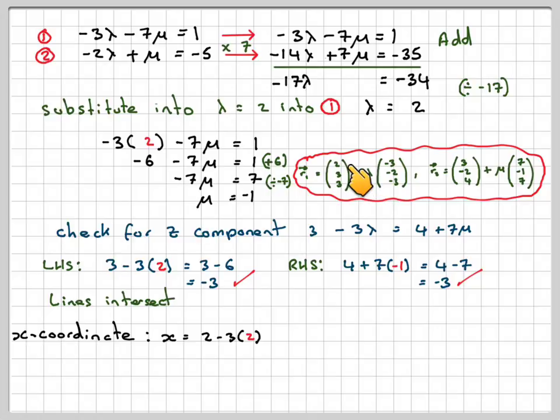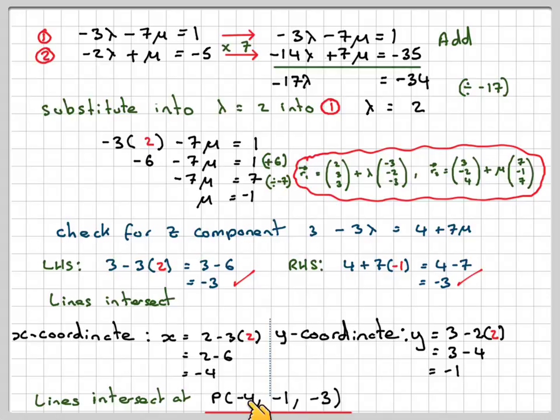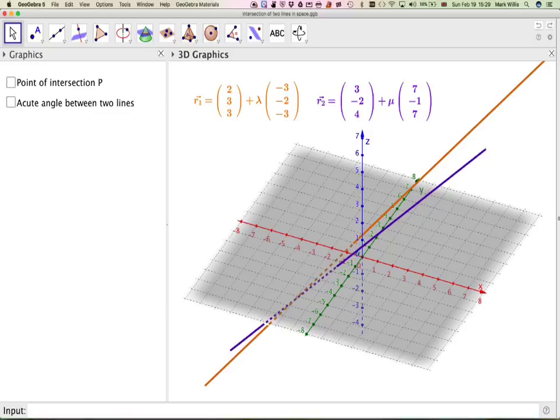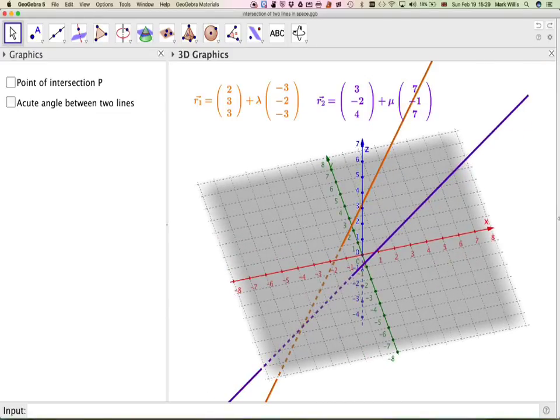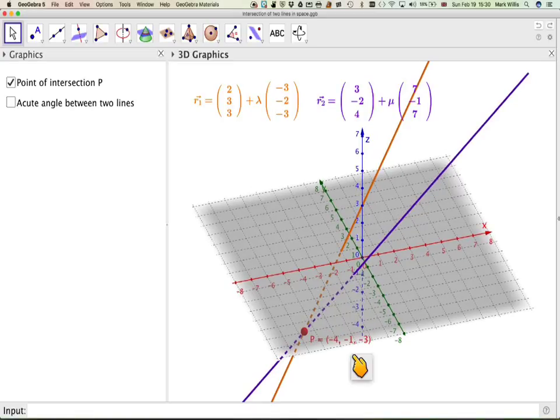the x component, which is 2 minus 3 lambda, so 2 minus 3 times 2, which is 2 minus 6, which is minus 4. The y coordinate, we're going to do 3 minus 2 lambda, so 3 minus 2 times lambda, which is 2, 3 take away 4, which gives minus 1. Therefore, the lines intersect at the point minus 4, minus 1, minus 3. So we go back to this diagram here, and if we click on this point here, we'll get the coordinates there, minus 4, minus 1, minus 3.